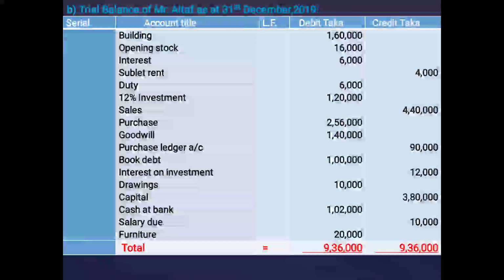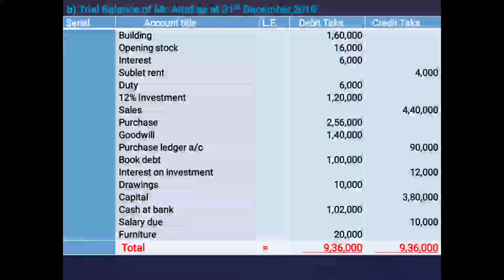Capital is the amount of equity increasing item from the beginning of your accounting learning. Capital is all the time credited, so it shows the credit balance. In this trial balance, capital is written on the credit side for taka 3,80,000.